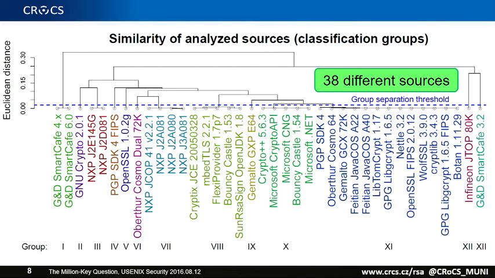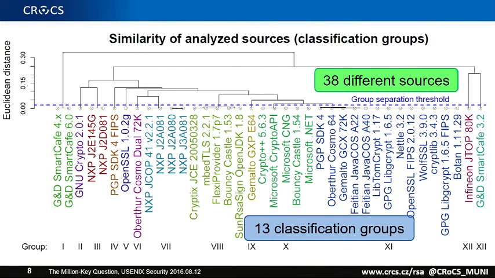So what is the result based on this against the keys we have? We started with 38 different sources, libraries, and smart cards, and we end up with 13 classification groups. So some sources fell into the same classification group. Why is that? For example, here you can take a look at group 1, where you can see 2 cryptographic smart cards, same manufacturer, just different type, and most probably they just share the implementation. And therefore, we can't distinguish between these 2, and they are in the same group.